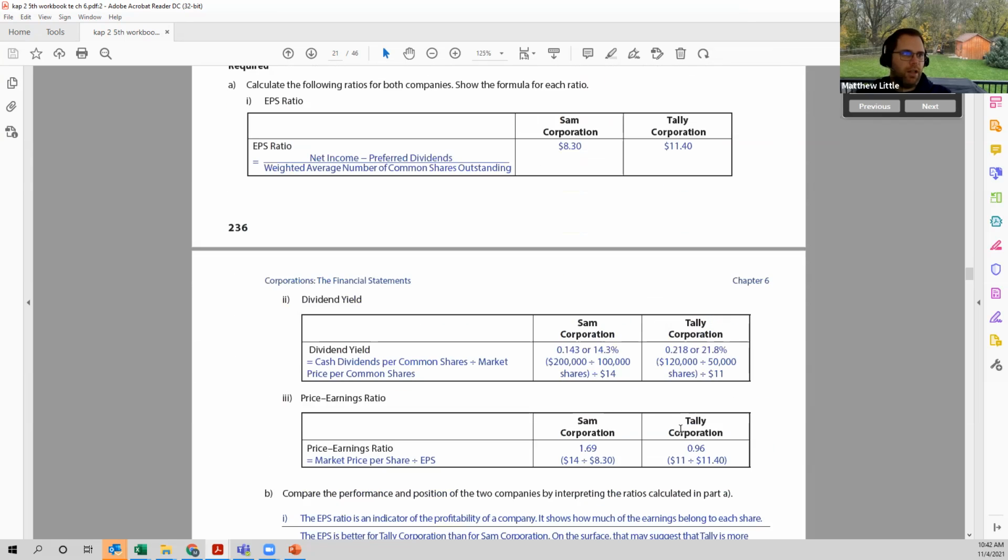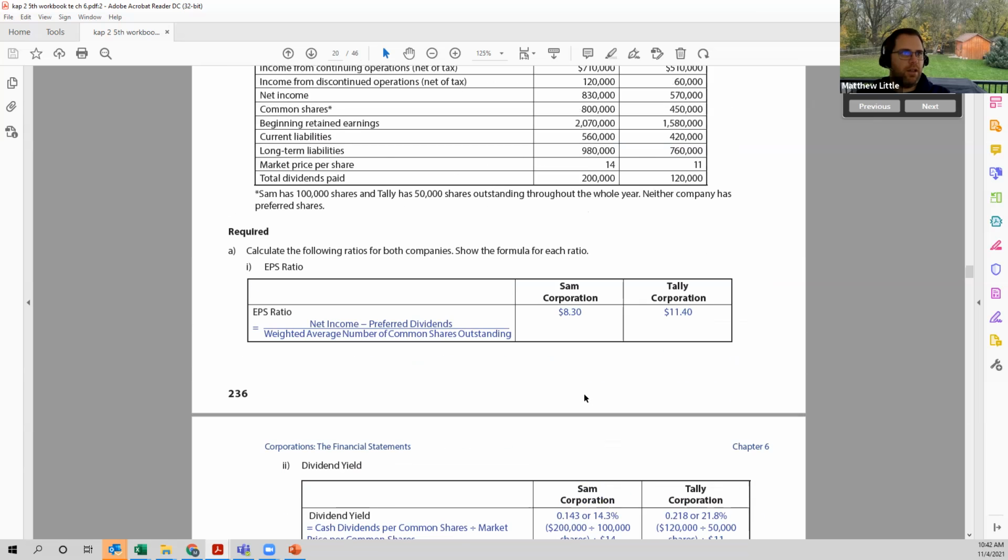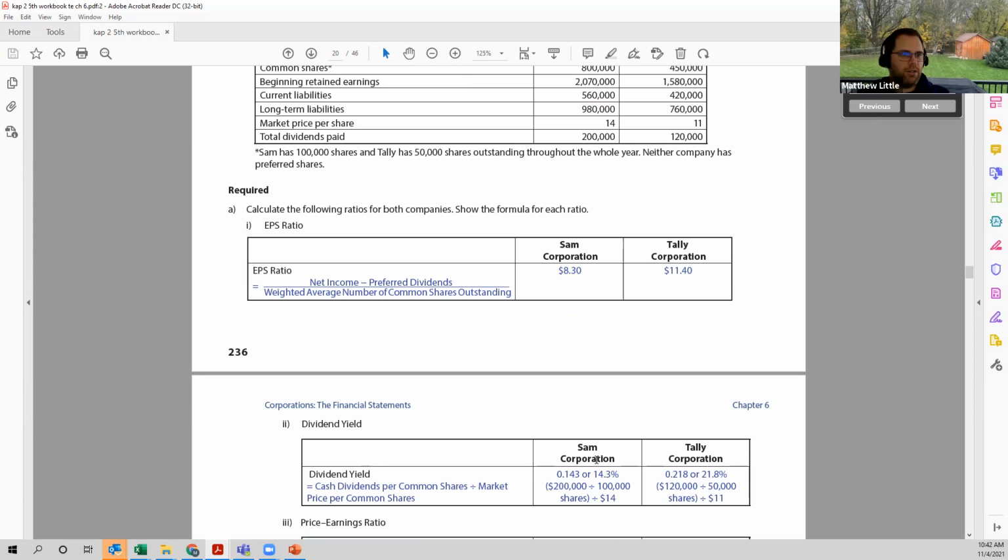Then we're asked to calculate the dividend yield. Dividend yield is equal to cash dividends per common share divided by the market price per common share. So we've got dividends of 200,000 for Sam, divided by the 100,000 shares, divided by the market value of $14 we're told up here. So that's 14.3%. Versus Tally Corporation only paid 120,000 over 50,000 shares, divided by a market price of 11. So their dividend yield is 21.8%, quite a bit higher.